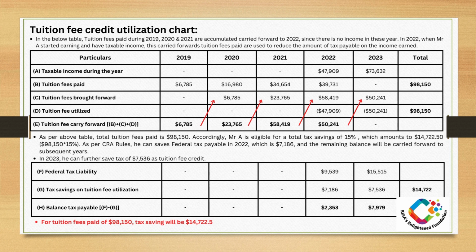In this way, you avail the overall tax saving of 15% of the total tuition fees paid. That is of $98,000, you availed 15%, which comes to $14,722. That is the total tax saving, or we can say that you avail the tax credits.